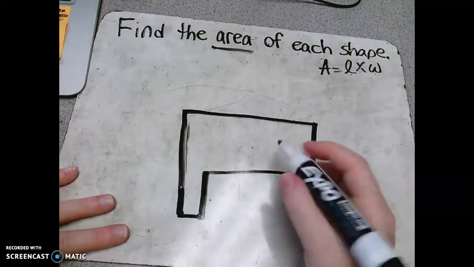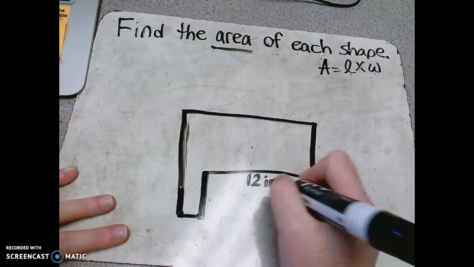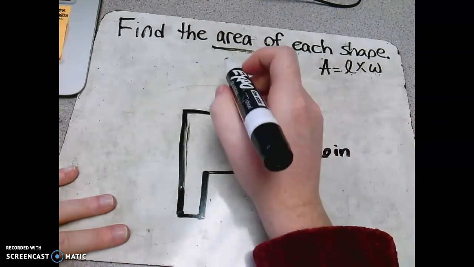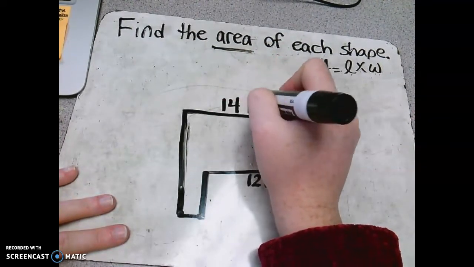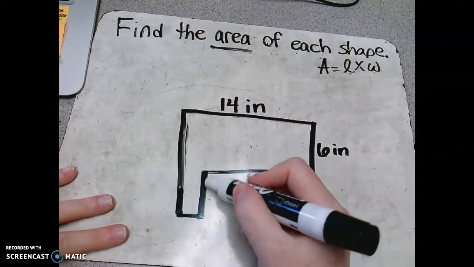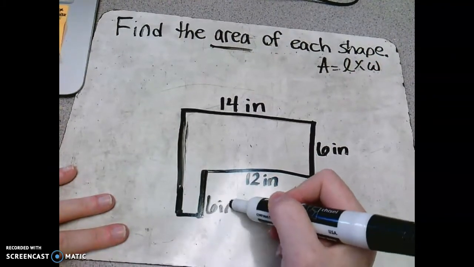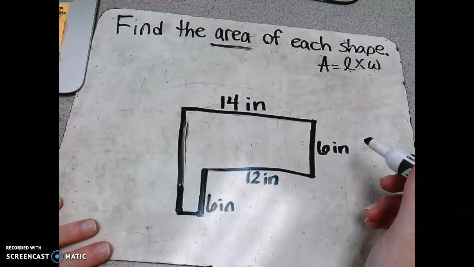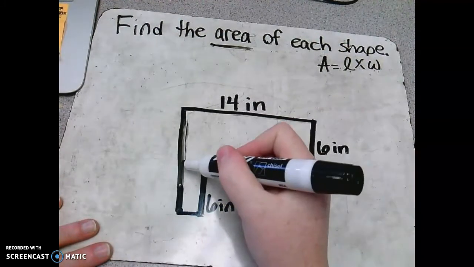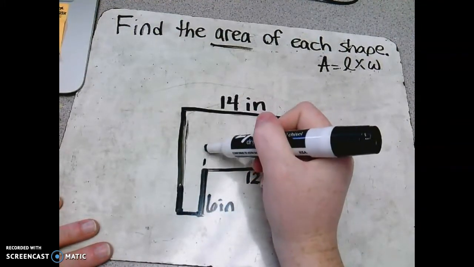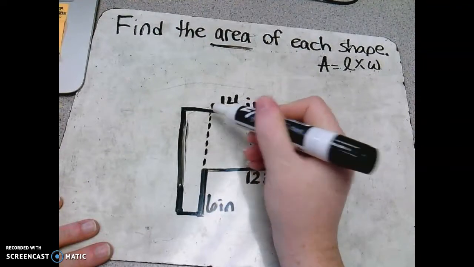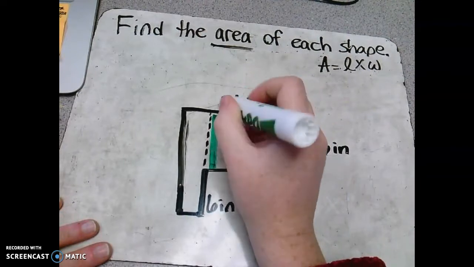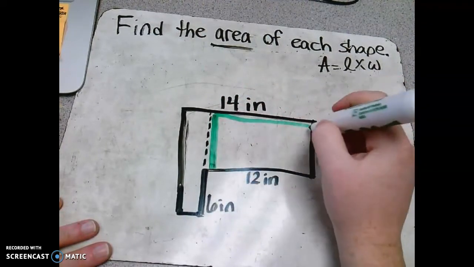Okay, and we have this side is 12 inches, this side is 6 inches, this side is 14 inches, and this side right here is 6 inches. Okay, so our first step is to split this shape into 2 rectangles. I went sideways on the last one, so I'm going to go up on this one, like that. Now I have 2 shapes. I want to do my colors again, just because it's easier to see sometimes.